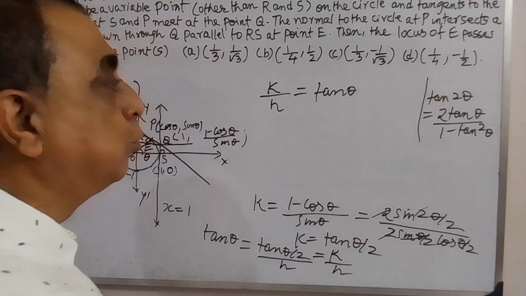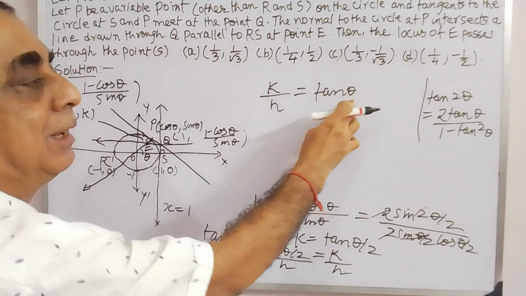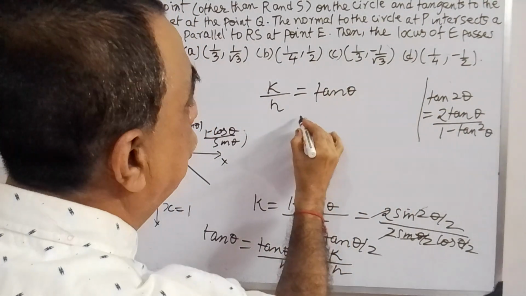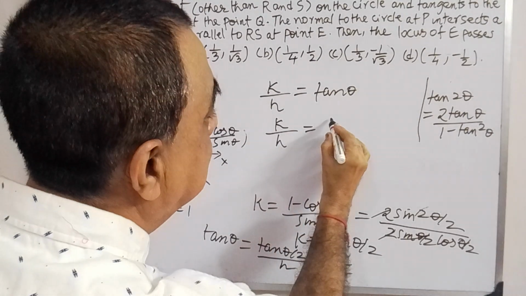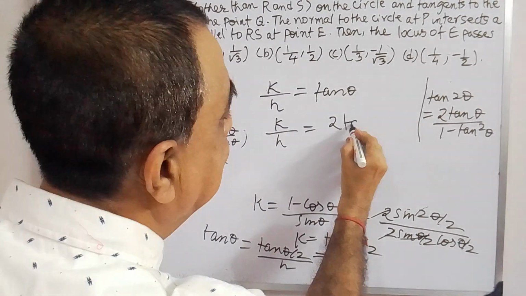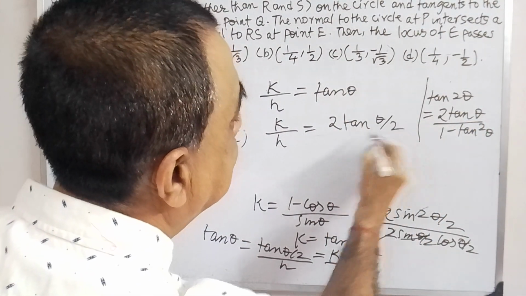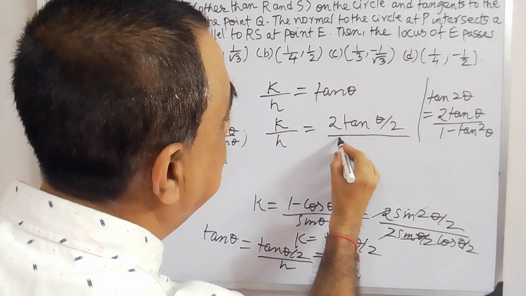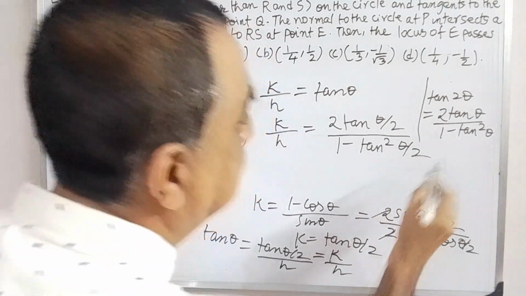This is the formula of tan 2θ. So here, in place of θ it is 2θ, and here it is θ. So what will be the tan θ value here? It will be 2 tan, in place of θ you write θ/2, okay, 2 tan(θ/2) divided by 1 minus tan²(θ/2).